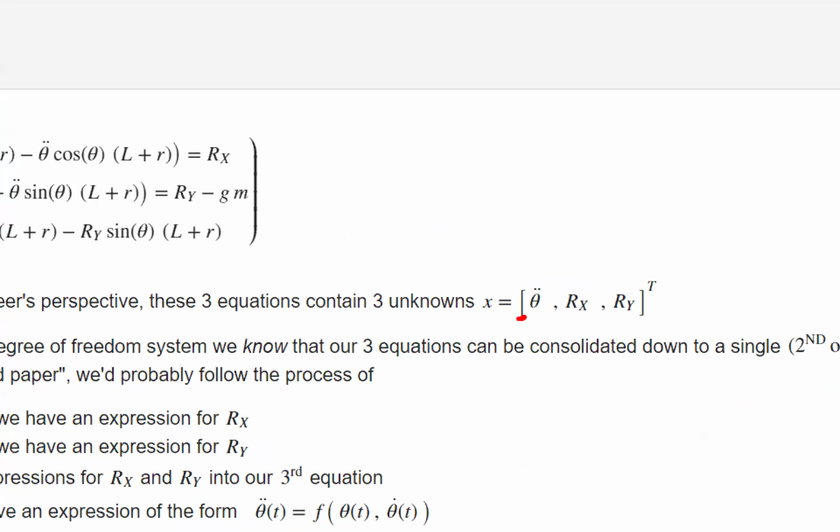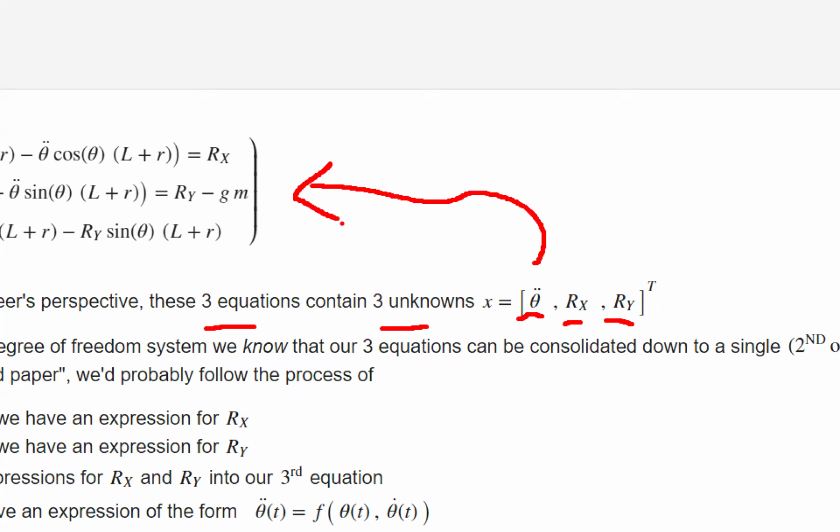They have an unknown of theta double dot, and the two other unknowns are our reaction forces, right? In a lot of engineering design problems, ultimately you want to know what the reaction forces are so that you can do a stress analysis around that attachment point. So it's not like we're wasting our time computing our R_x and our R_y. So folks, we've got three equations with three unknowns.